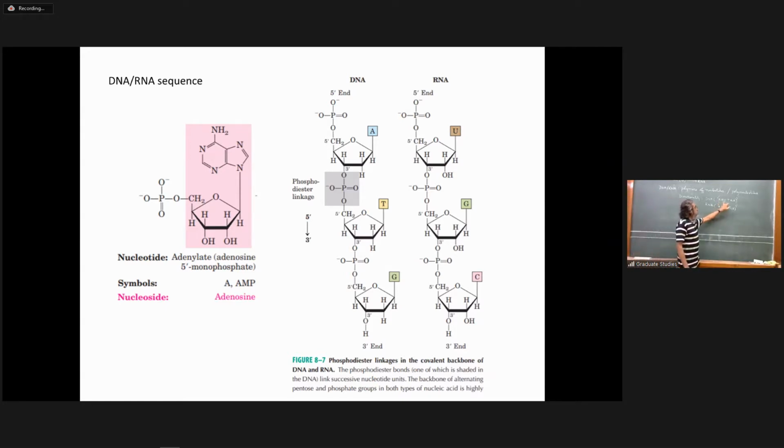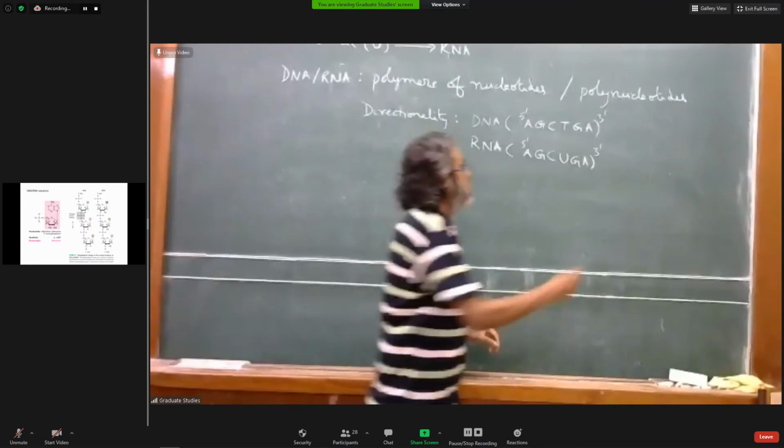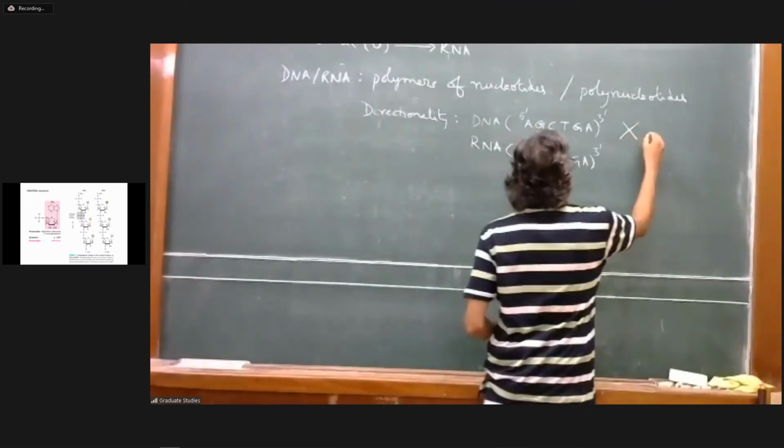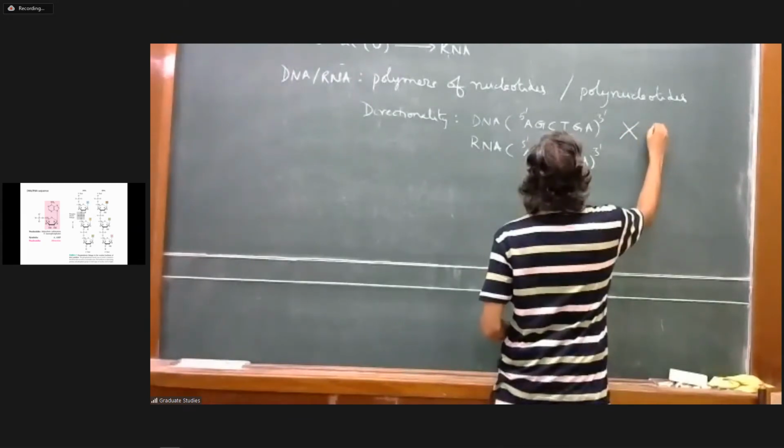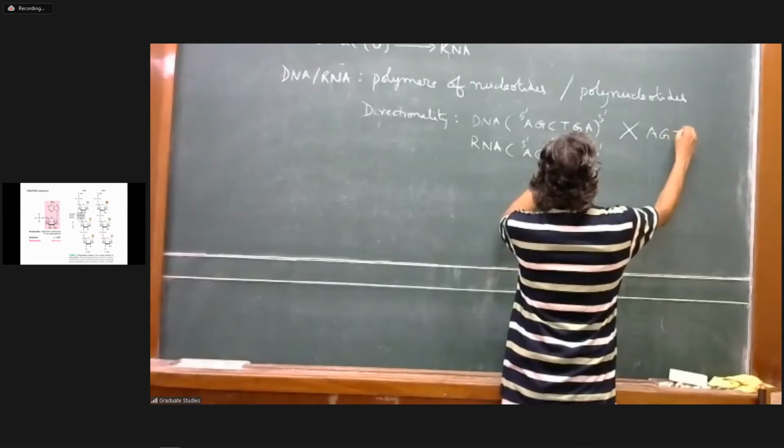So when we write this sequence, AGCTGA for example, it automatically means that it's 5 prime to 3 prime. This is different from, let's say, if I reverse the sequence. I'm writing it backwards: AGTCGA.